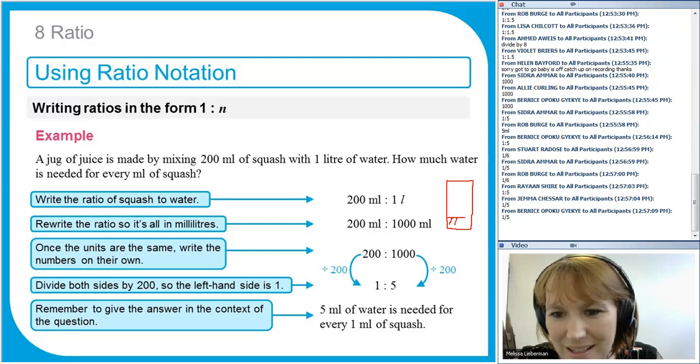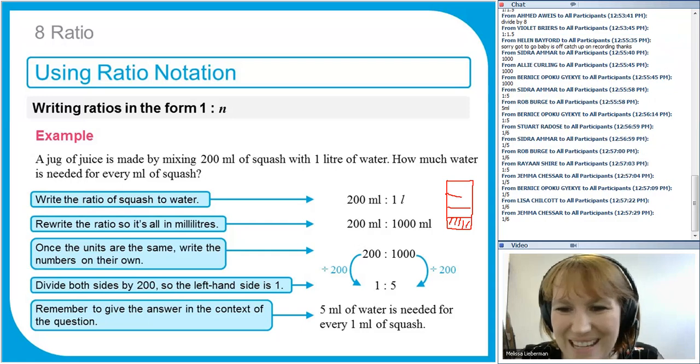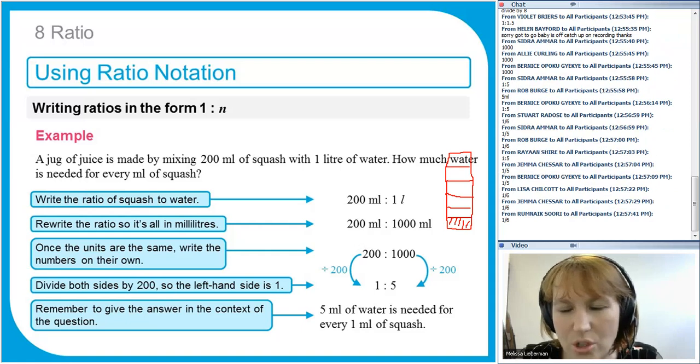And 5 parts water. So there's 1 part squash. Do diagrams, because it does help you work things out. 1, 2. I'm going to fit in 1, 2, 3, 4, 5. I'm just going to add 2 more to stop. It's a very long glass like that. Okay, so we've got 1, 2, 3, 4, 5 parts water and 1 part squash. So altogether, there are 1, 2, 3, 4, 5, 6 parts.